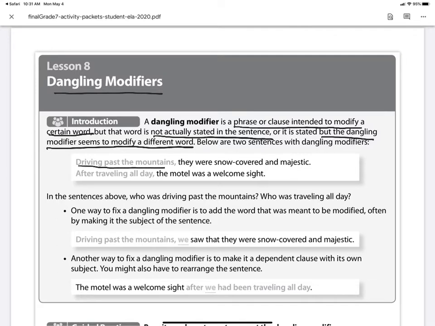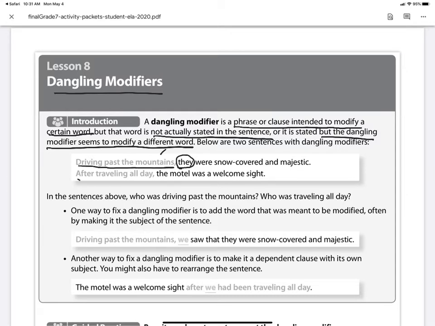Driving past the mountains, they were snow-covered and majestic. Now this is the dangling modifier because it is modifying this word, which is a wrong word for it. Okay, let's look at the next one.